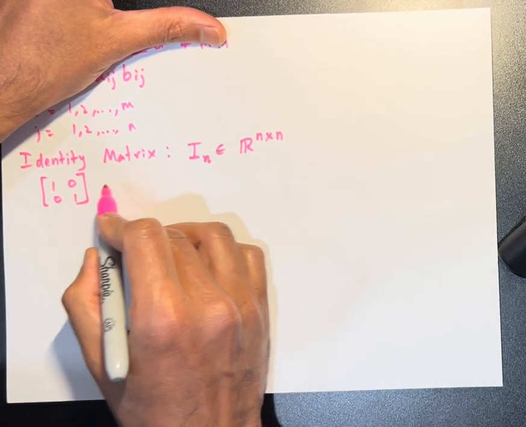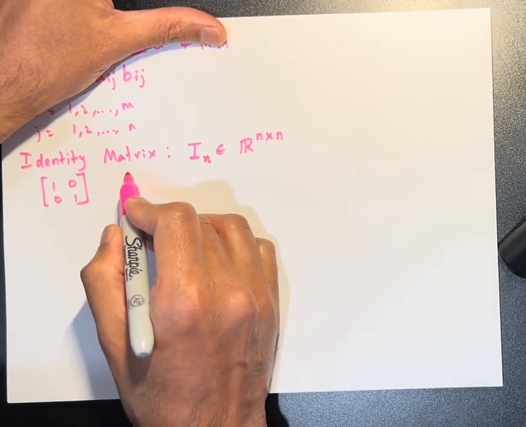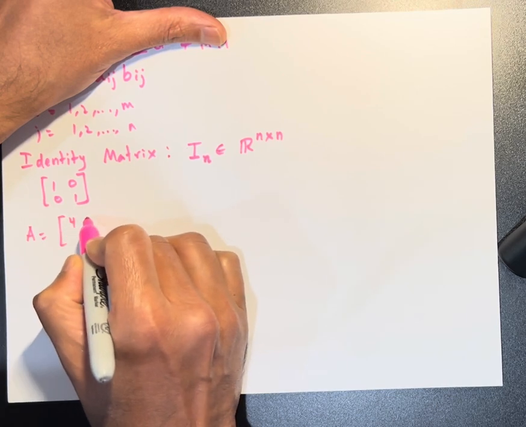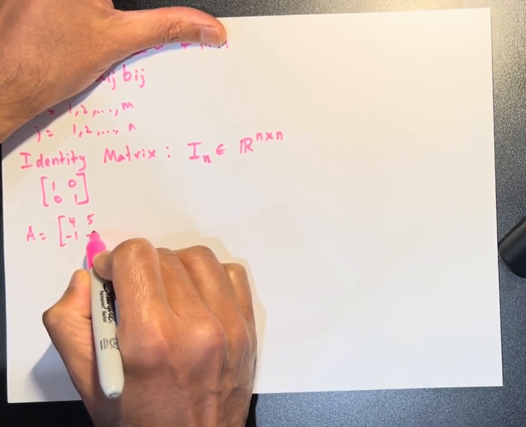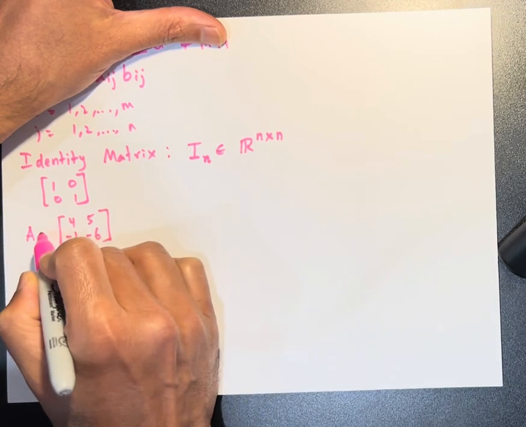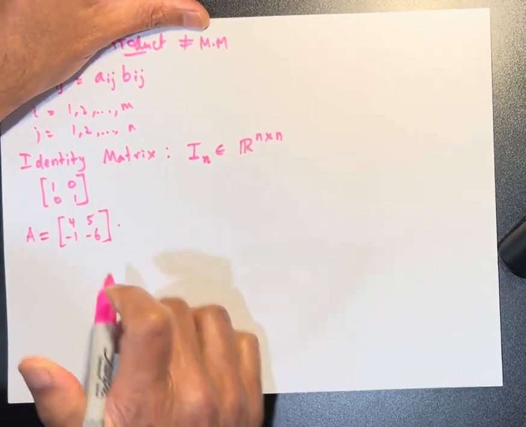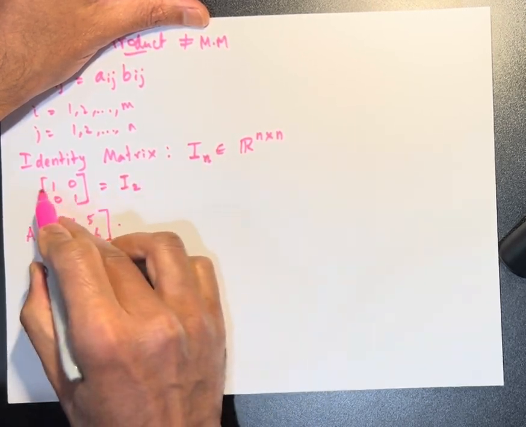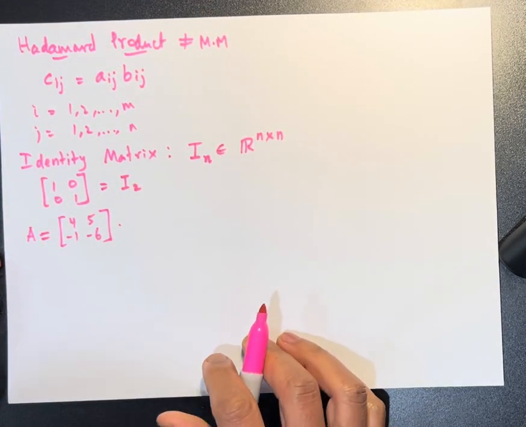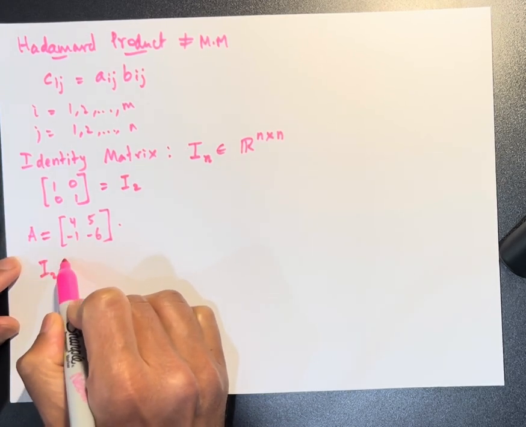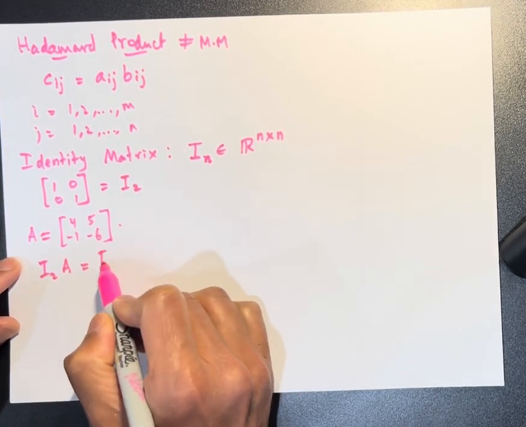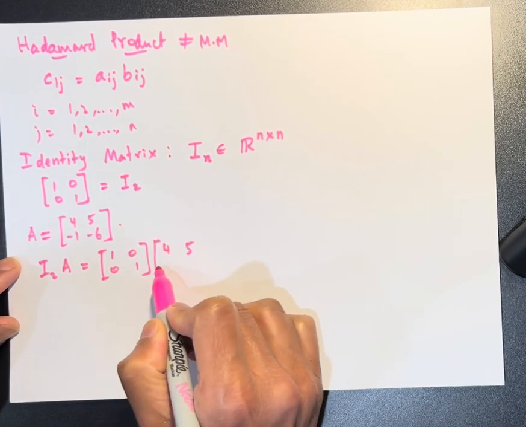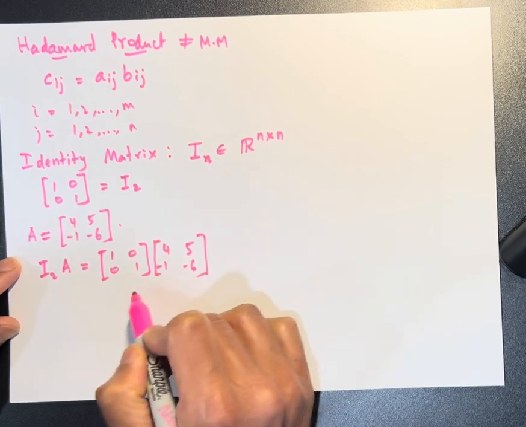So for example, let's take this identity matrix, and I take A to be equal to some matrix, 4 5 minus 1 minus 6. This is I2, so this is how I2 is defined, just in 2 dimensions. Now if I take I2 and multiply times A, this is nothing but 1 0 0 1 and then 4 5 minus 1 minus 6.